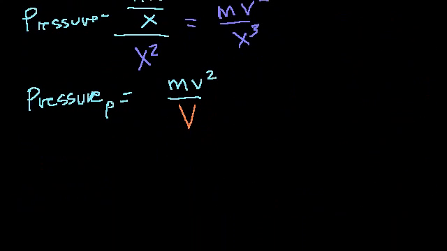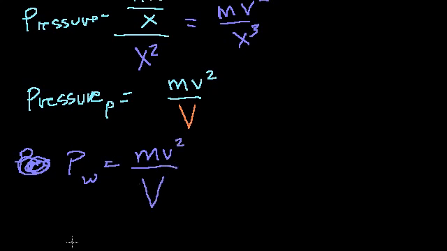So if we want the total pressure on that wall, I'll just write pressure on the wall. Total pressure on the wall is going to be the pressure from one particle, mv squared over our volume, times the total number of particles hitting the wall. So times the total number of particles is n divided by 3, because only a third are going to be going in that direction. So the total pressure on that wall is equal to mv squared over the volume of our container times the total particles divided by 3.